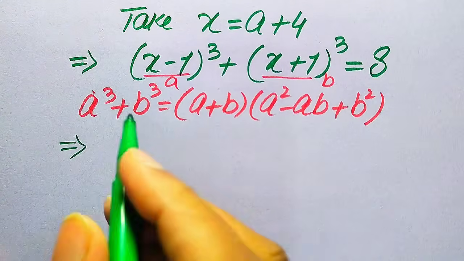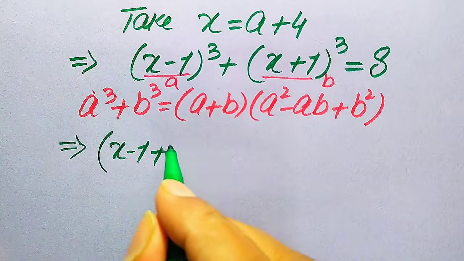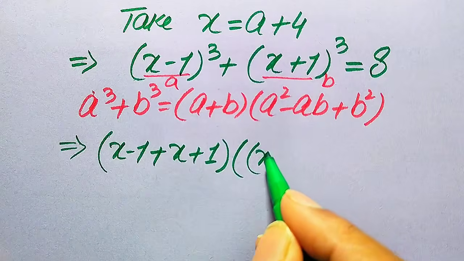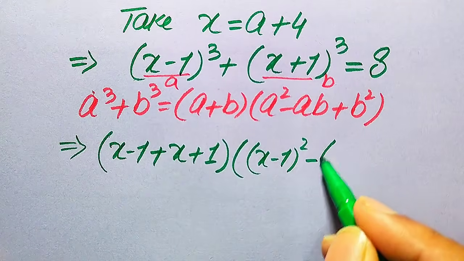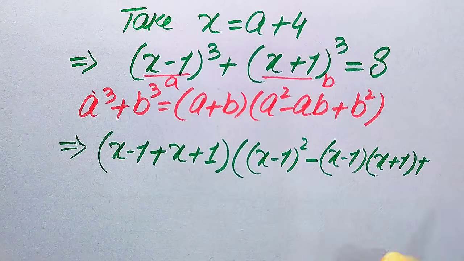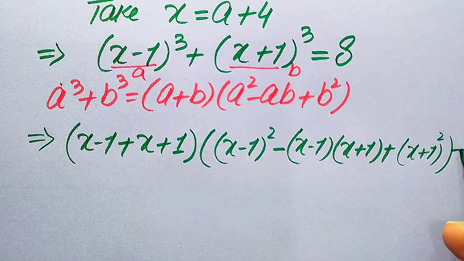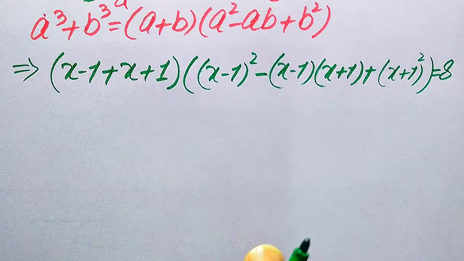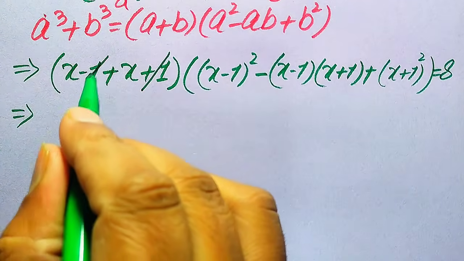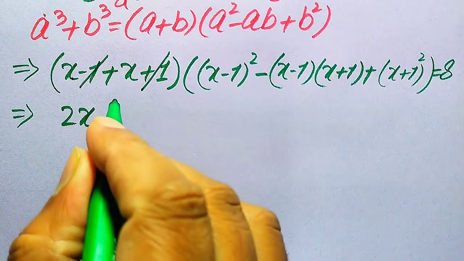So first we have this is a + b, the value of a is x - 1 plus the value of b is x + 1, into this is a², the value of a is (x - 1) whole squared, minus the value of a is x - 1 and b is x + 1, plus b², so the value of b is (x + 1) whole squared, and this whole equation is equal to 8. And here we need more simplifications, and this plus 1 and this minus 1 cancel out each other, and we get x + x = 2x.